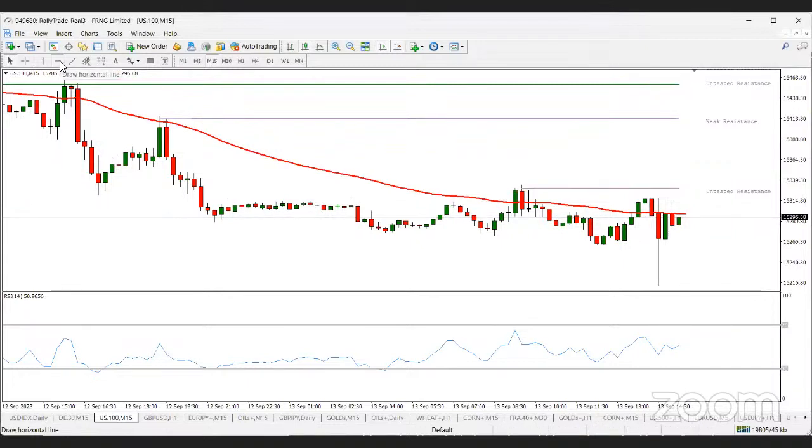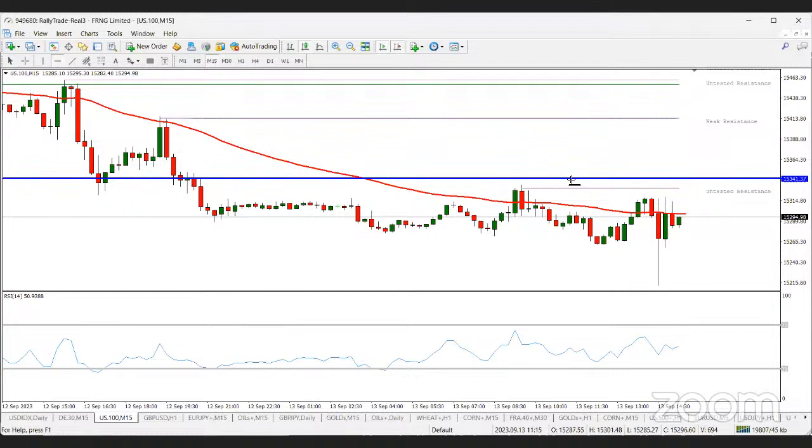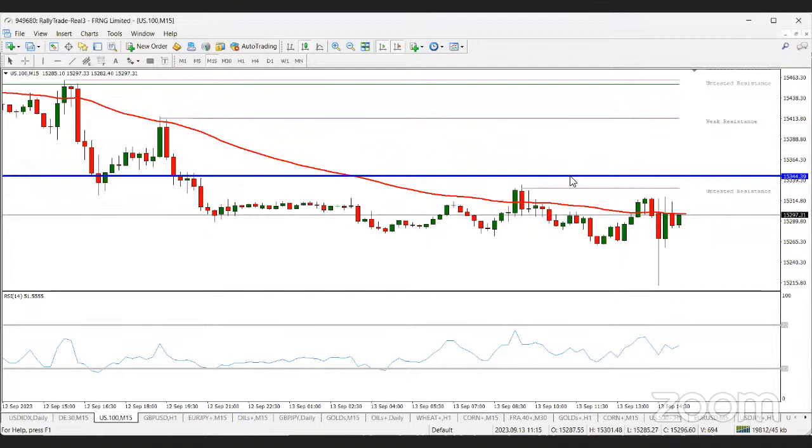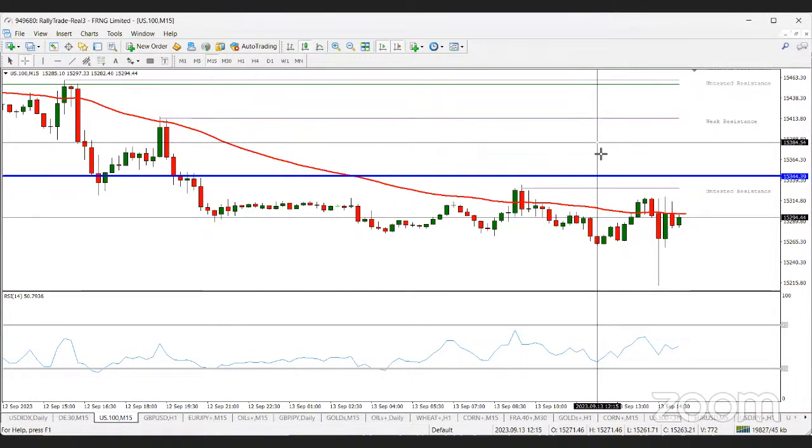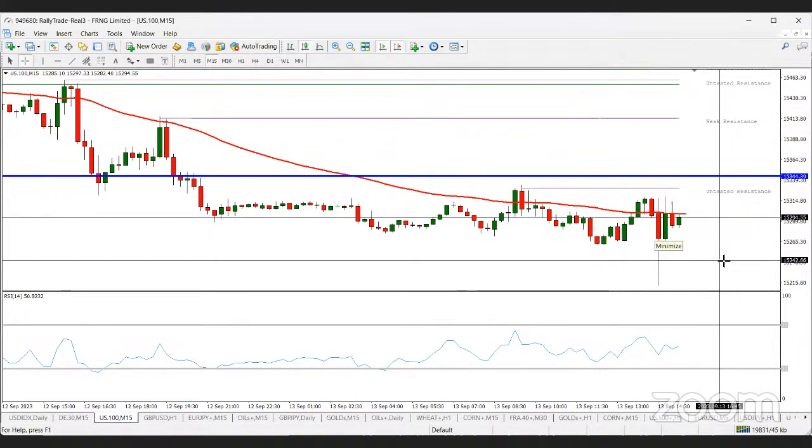But this is where I'm going to advise that if you want to buy US 100, you can only buy it if it breaks above, not trades to, not pending order. If US 100 breaks above 15,345, then you can look out for a buy on US 100. You can scalp a buy or look out for a buy till around 15,380.